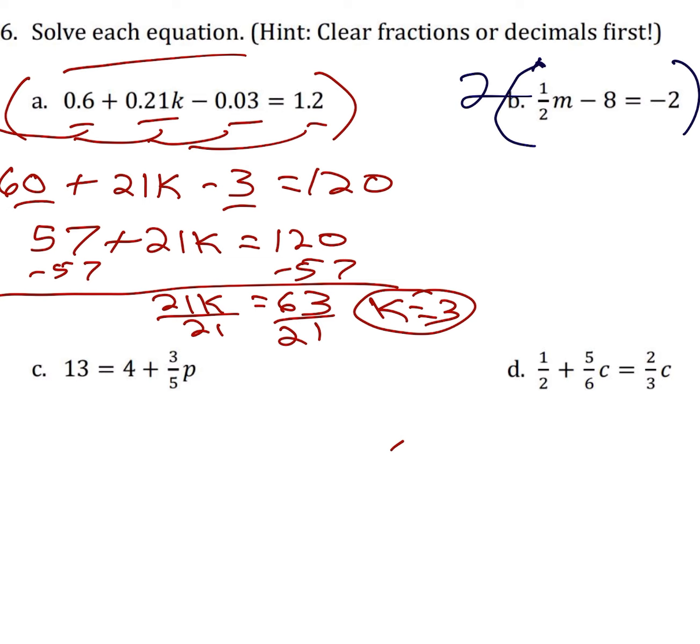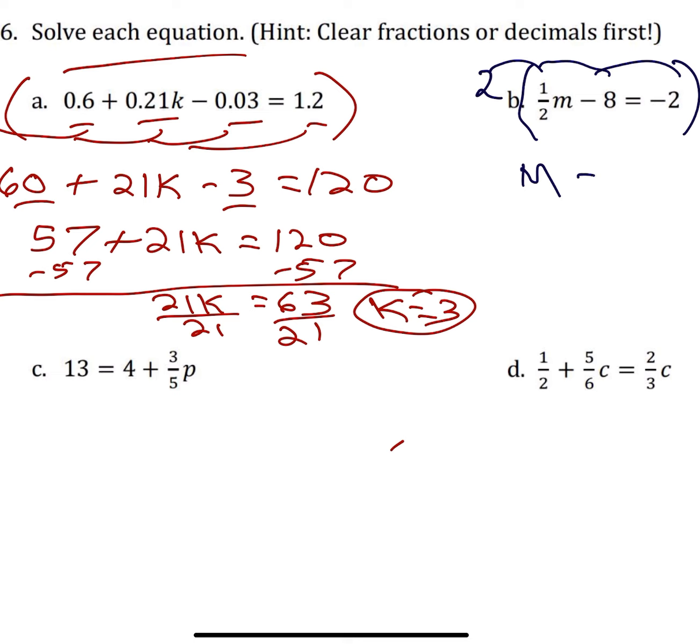Let's make that 2 look a little bit more like a 2. All right, so 2 has to multiply through every single term. 2 times 1/2 is simply going to be 1 or 1m. I'm just going to write it as m. Minus 16 equals negative 4.